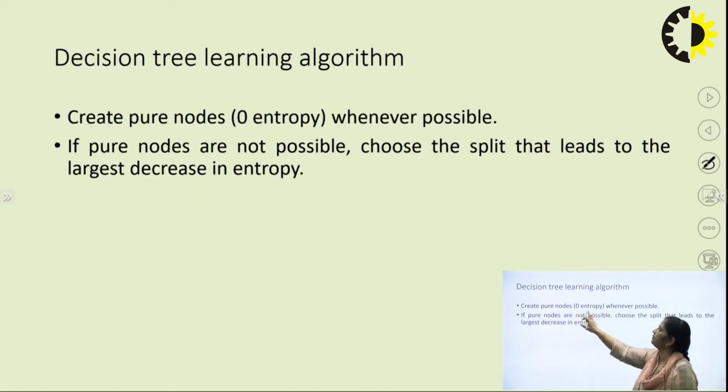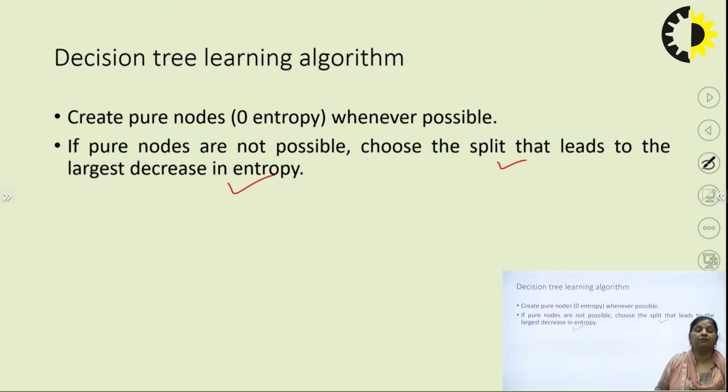So we will create pure nodes whenever possible, when it has 0 entropy. If pure nodes are not possible, then what will we choose? We will choose the split that leads to the largest decrease in the entropy. It means we will find out the decrease in entropy for each of the attributes, and according to that we will decide which attribute will be checked first and which will be checked after that, and so on.